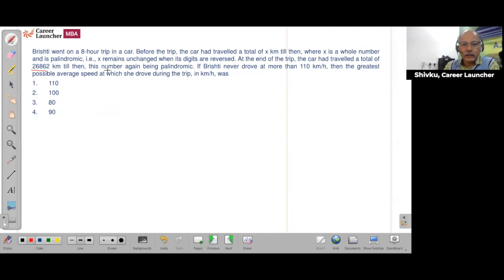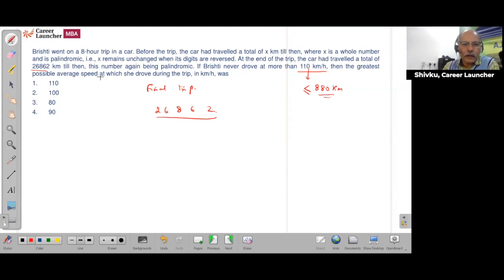2,662 till then, right? So the final count is also a palindrome. You can see that the final trip reading is also a palindrome. But Brishti never drove more than 110 kilometers per hour, which implies the total distance that he would have covered has to be less than or equal to 880 kilometers, because he is doing an 8-hour trip.